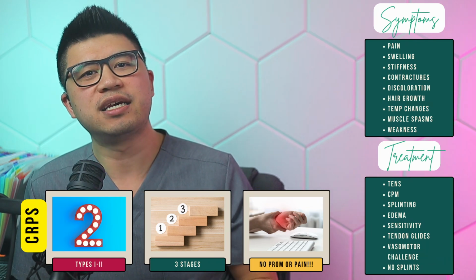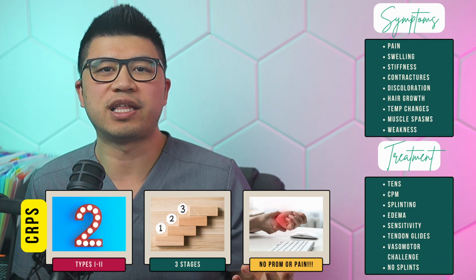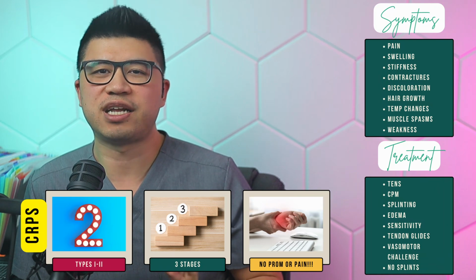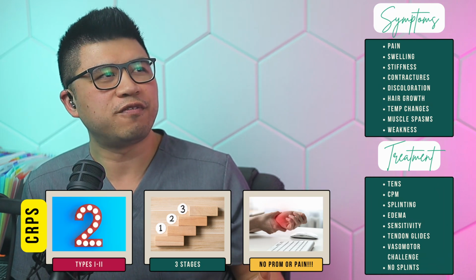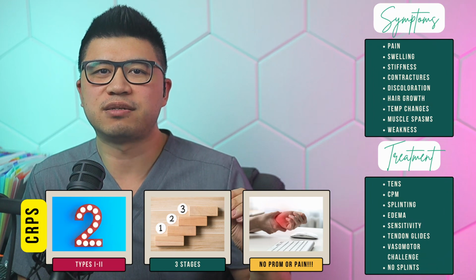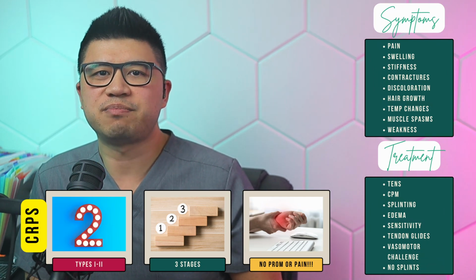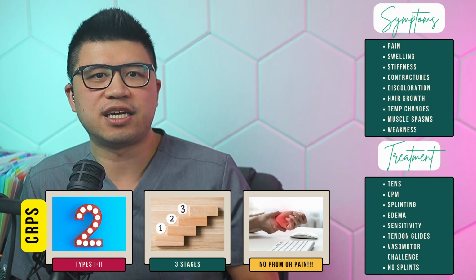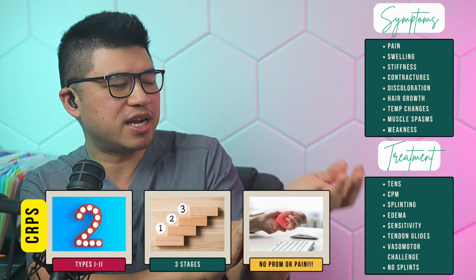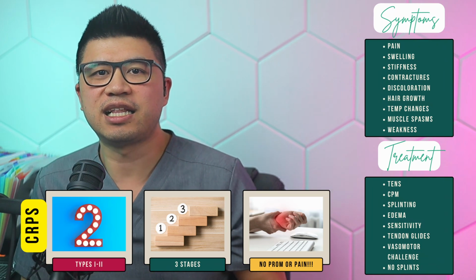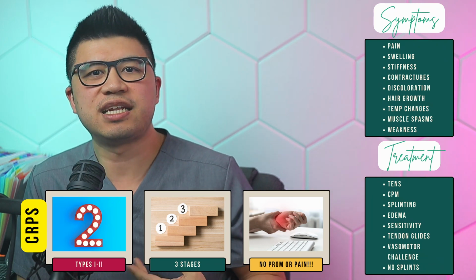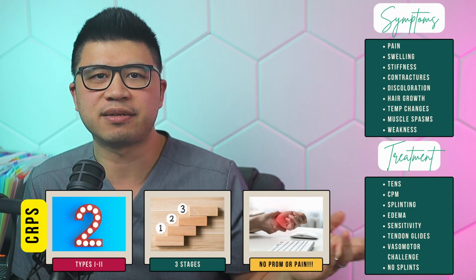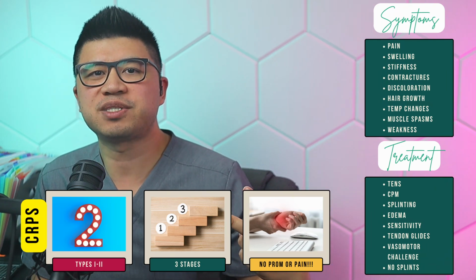In addition to pain, symptoms of CRPS include swelling, stiffness, contractures, skin discoloration that's blue or shiny red, sweating, hair growth, temperature changes, muscle spasms, and weakness. CRPS may progress through 3 stages: the traumatic stage, dystrophic stage, which results in the glossy appearance and redness and heat, and the last atrophic stage, with the skin cooling down to be dry and cool and a decrease in experience of pain. Again, CRPS has 2 types and 3 stages.